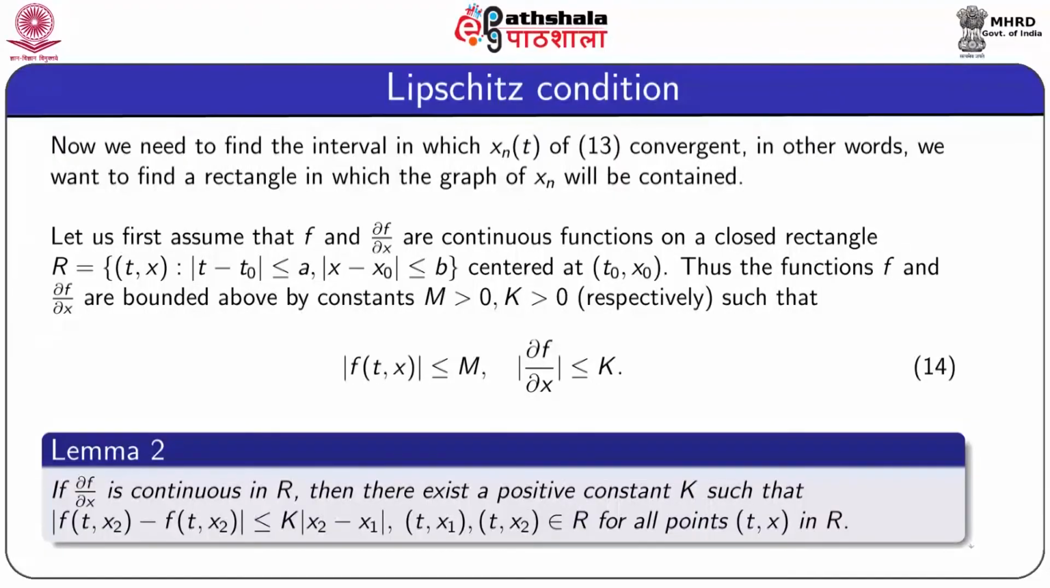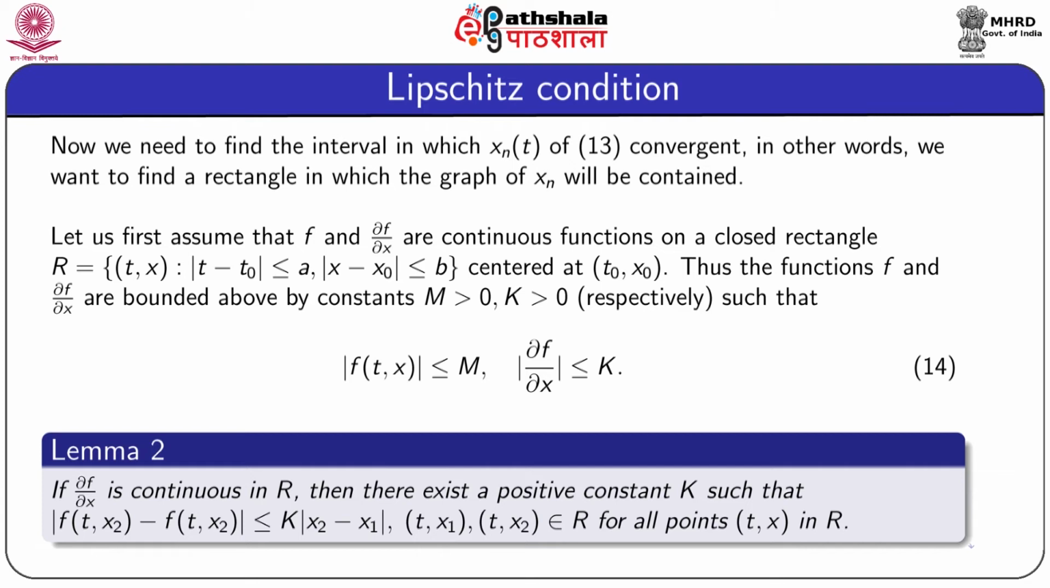Let us now learn about the Lipschitz condition. We now need to find the interval in which these x_n(t)'s of 13 are convergent. In other words, we want to find a rectangle in which the graph of x_n will be contained.